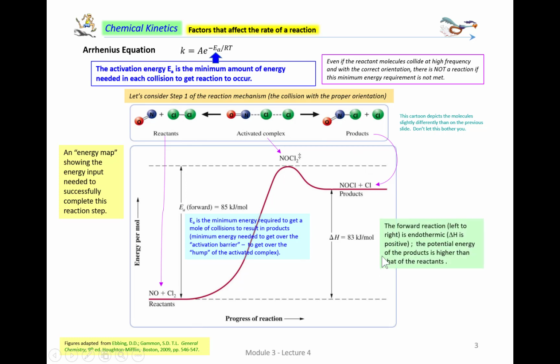Now, the forward reaction, which again is by default thought of as going from left to right, is overall endothermic because the delta H value is positive. The potential energy of the products is higher than that of the reactants. So interestingly, this overall reaction would require heat input to get from reactants to products because delta H is positive. But the most important thing I want you to see is that it requires an activation energy of 85 kilojoules per mole to even react, to get to the top of this activation barrier.